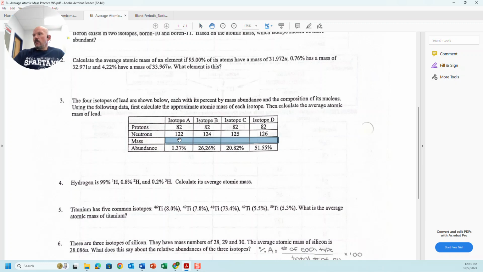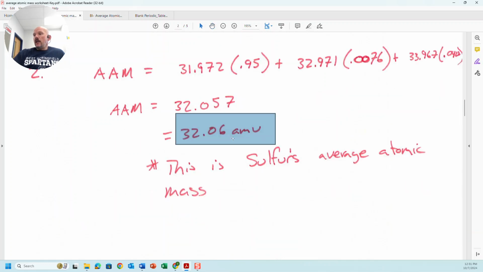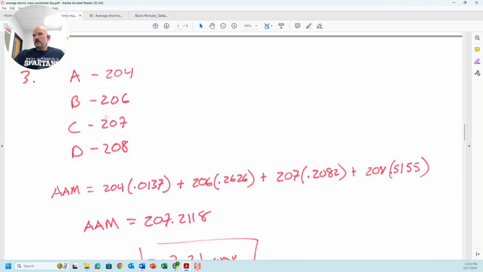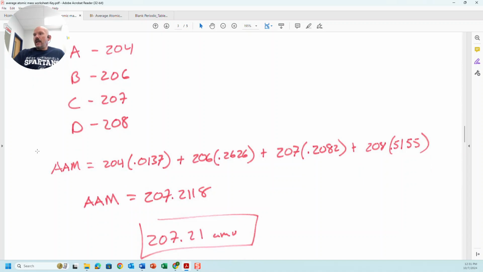So we'll go this mass number times that percent, mass number times percent, mass number times percent, mass number times percent, and add them all up. And that's all we have to do. And I think I did it here on the worksheet. So yeah, first get our mass numbers. So isotope A was 204, isotope D was 208. Plug in everything. Now remember, I plug it in as a decimal.